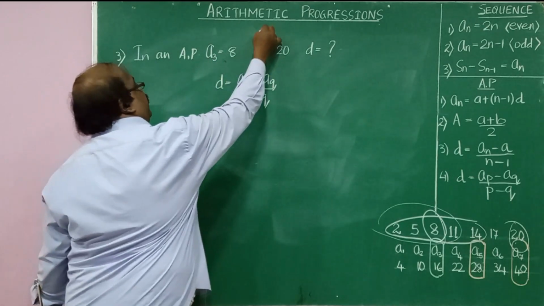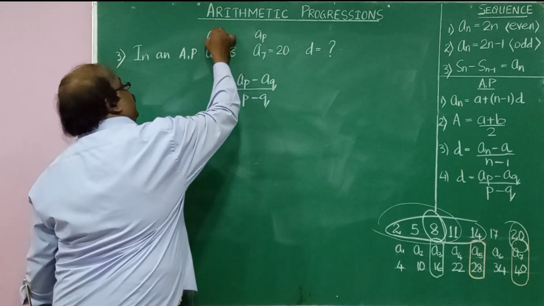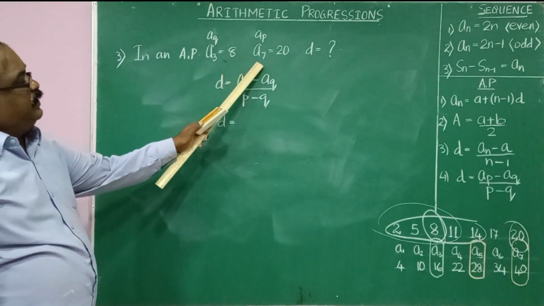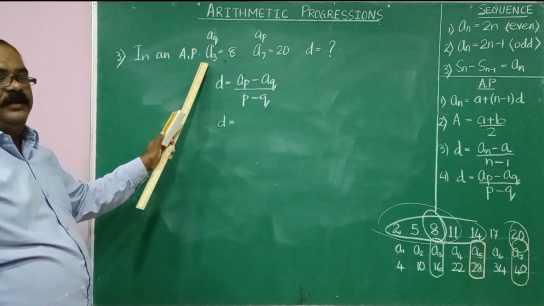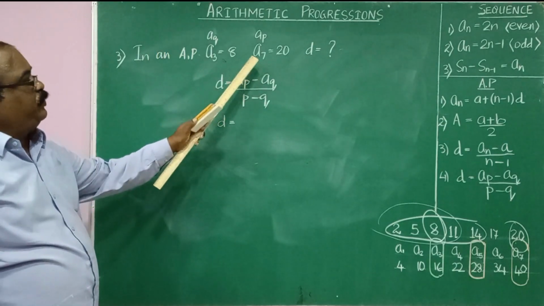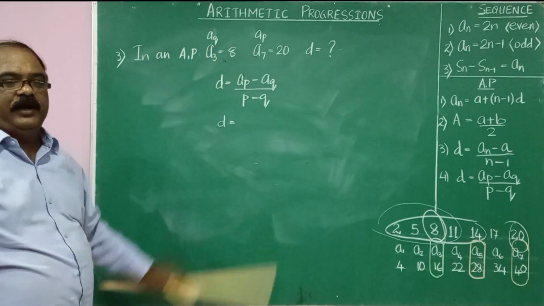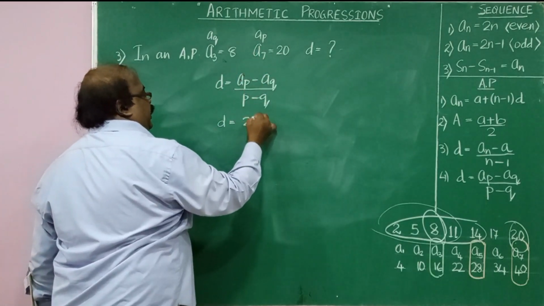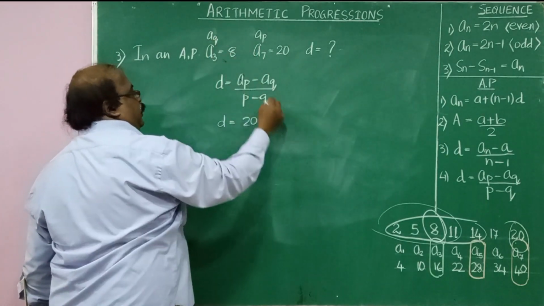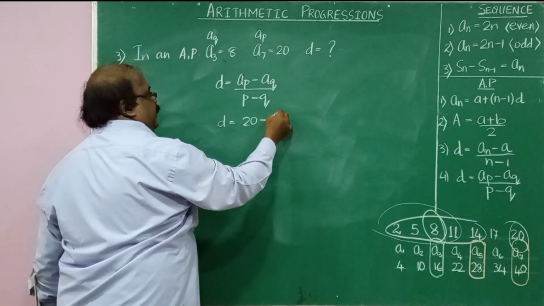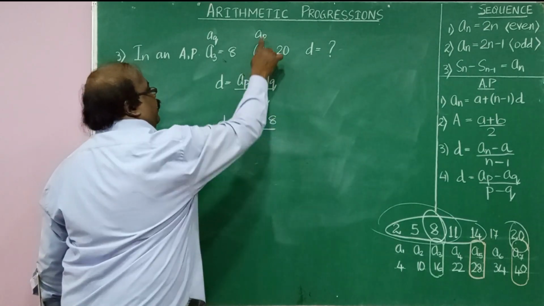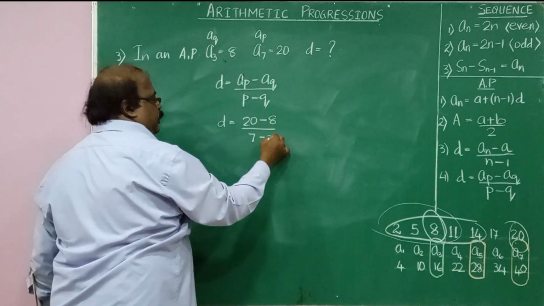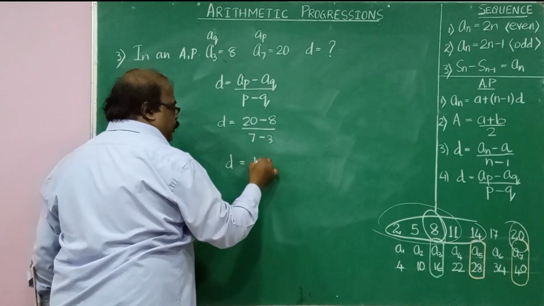You assume one of the terms to be AP, one of the terms to be AQ. You can consider A7 as AP, A3 as AQ, or vice versa. You can say let this be AP, let that be AQ. So in this case, what is AP? 20. What is AQ, the third term? 8. What is P? 7. What is Q? 3.